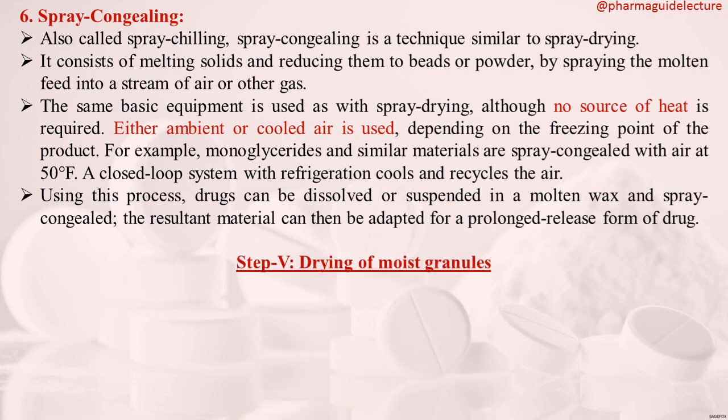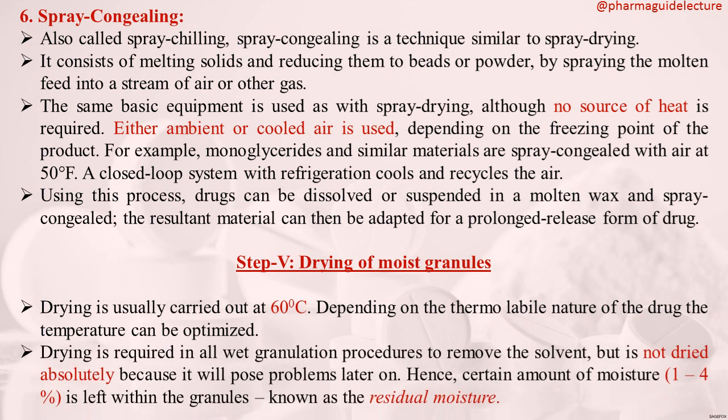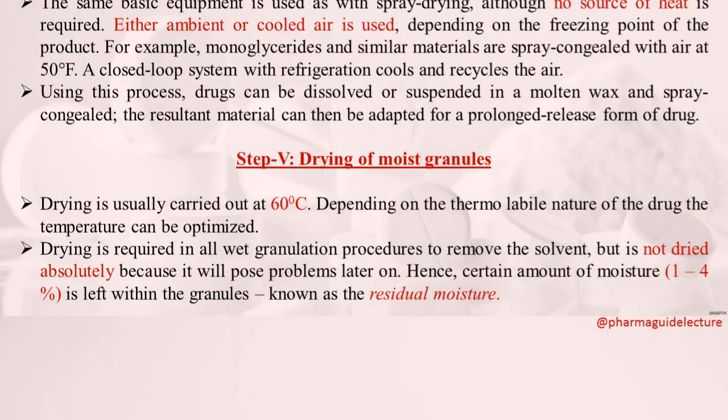Now, after the wet massing, step 5 is drying of the moist granules. Drying is usually carried out at 60°C. Depending on the thermolabile nature of the drug, the temperature can be optimized. The drying is required in all wet granulation procedures to remove the solvent, but the granules are not dried absolutely. Some moisture is maintained in the granules because if moisture is completely removed, it may pose some problems later. Hence, a certain amount of moisture, generally 1 to 4%, is left within the granules, and this is called the residual moisture.